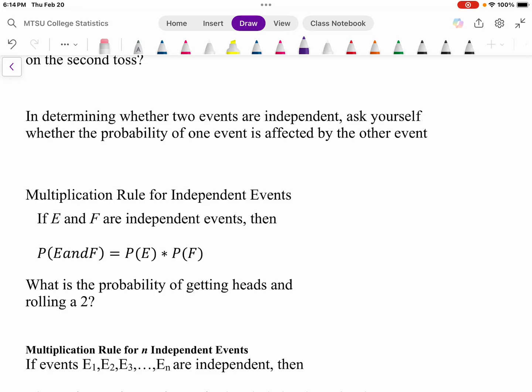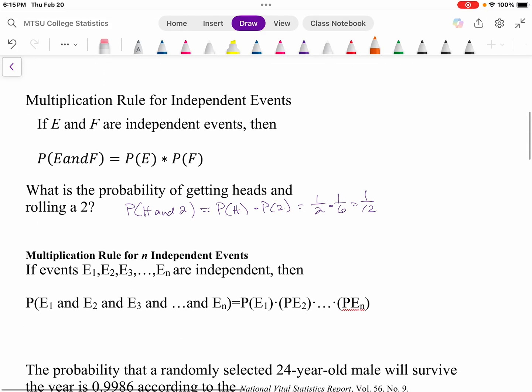So what's the probability of getting heads and rolling a 2? Well, since those are independent things, we changed up items. It's the probability of heads times the probability of a 2, which would be 1/2 times 1/6, which would be 1/12.